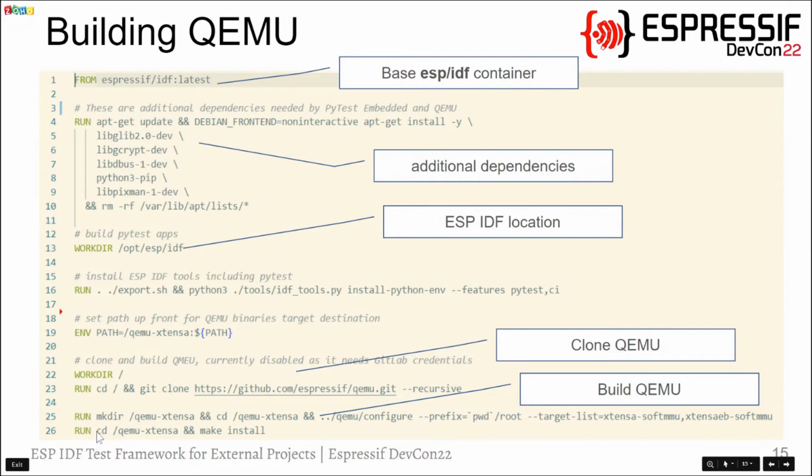Finally, in the final step, I just go to the newly created QEMU Xtensa folder and run make install, and that will build all the necessary QEMU binaries. So you can either use the container, or you can follow these steps on your local machine as well. The Dockerfile is available in the sample repo. I will mention it later.